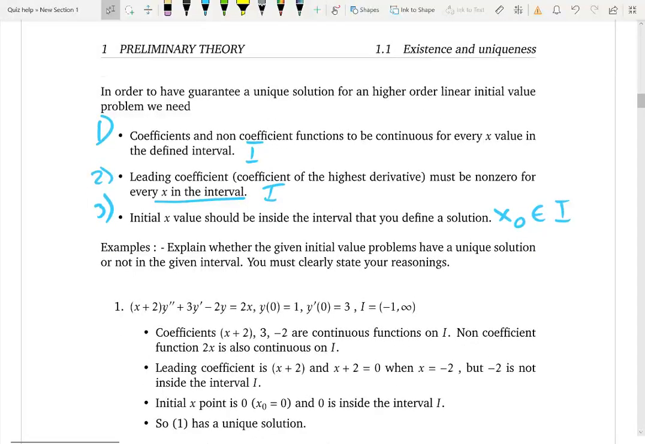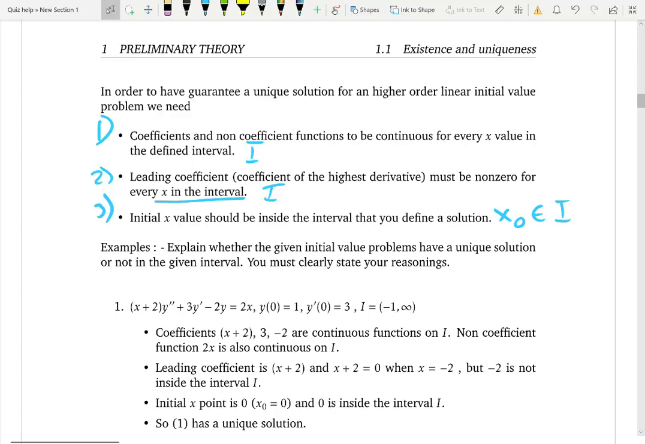Alright, so let's discuss these three conditions. Let's break it down and try to understand it. First condition: your coefficients and your right hand side function, the non-coefficient function, should be continuous inside the interval. Second condition: the leading coefficient should not be 0 inside that interval, meaning it should not be 0 for every x value. So two contrasting things: one should be continuous inside the interval, one should be non-zero for every x value in the interval.